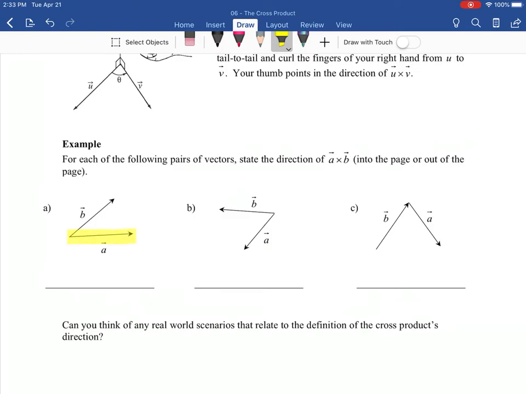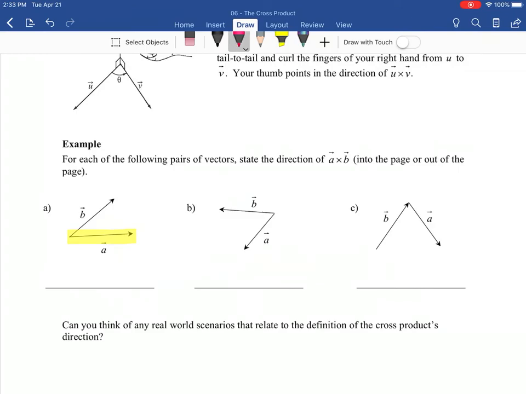Here's a cross b. So imagine right now, take your right hand and put your fingers along a there. Now, there's two ways to do that. You could either put your fingers so that your palm is heading towards b, or you could put your fingers along a so your palm is away from b.